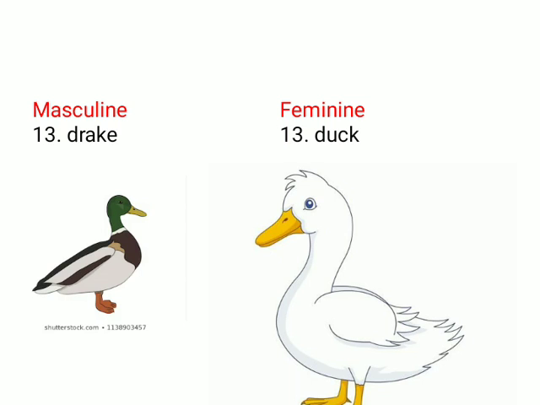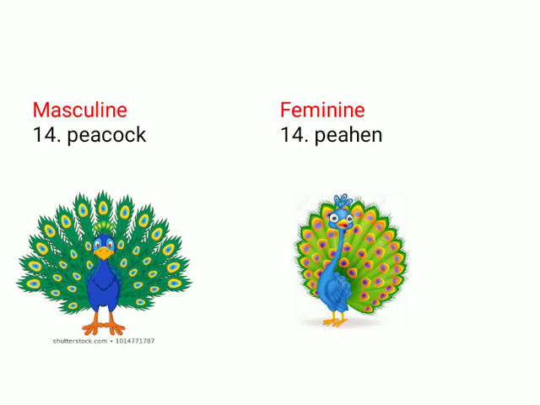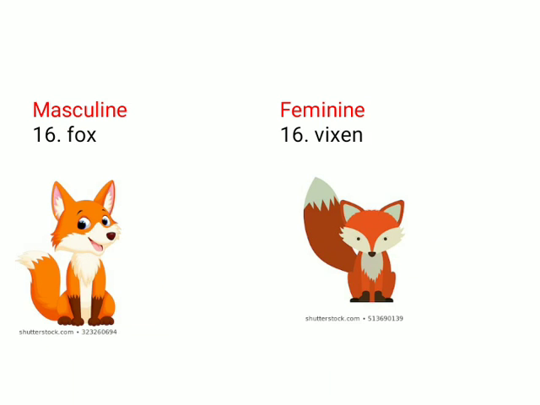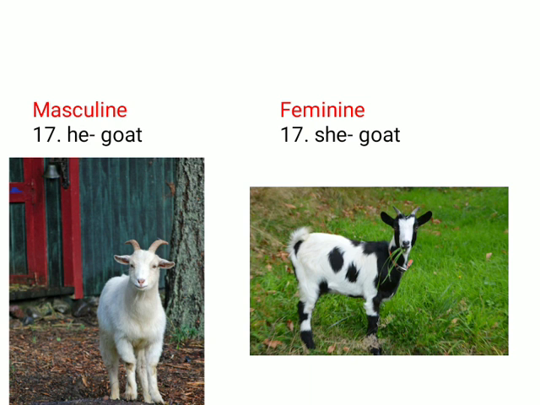Next, peacock. The feminine gender of peacock is peahen. Next, horse. The feminine gender of horse is mare. Next, fox. The feminine gender of fox is vixen. Next, he-goat. The feminine gender of he-goat is she-goat.